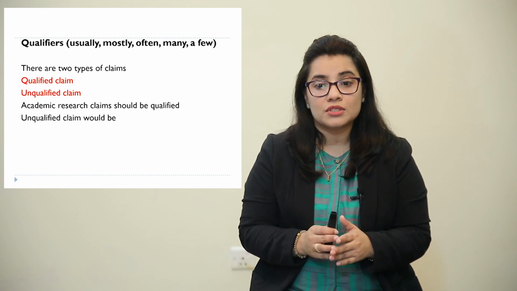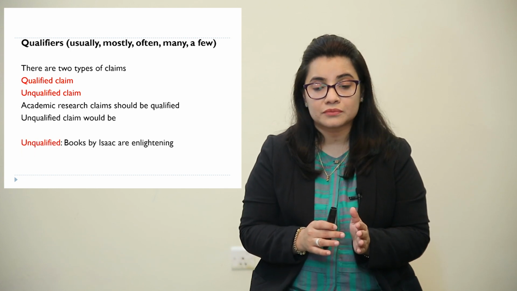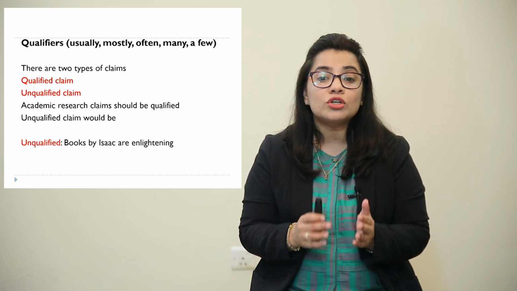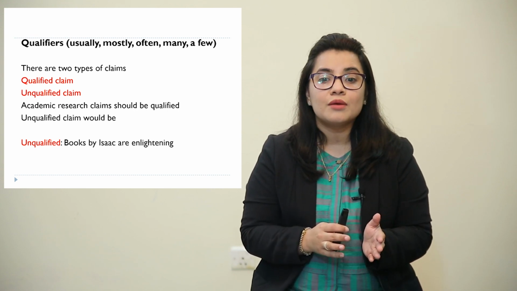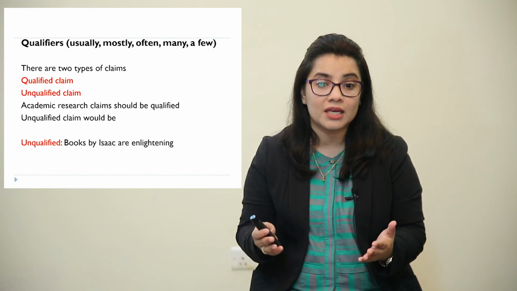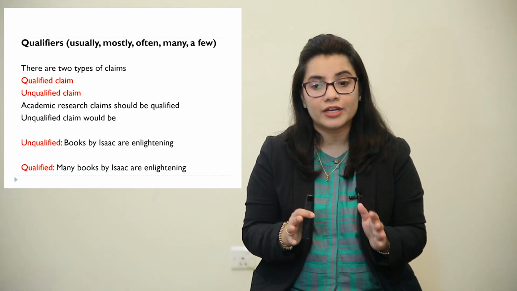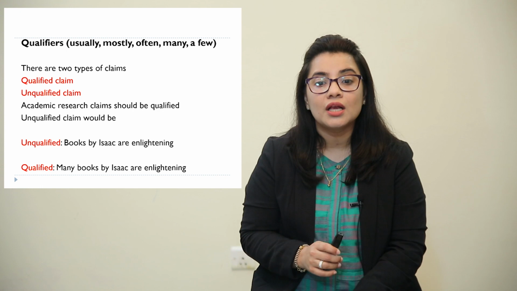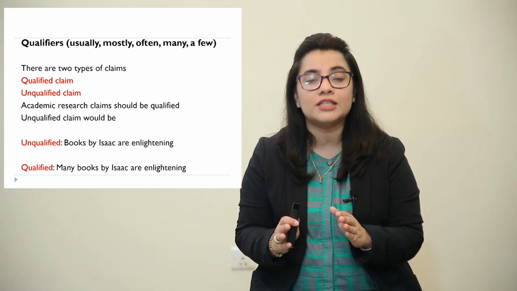Academic research claims should be qualified. Unqualified claims would be, for example, books by Isaac are enlightening. This is an unqualified claim because nobody can read all of the books by Isaac. So this is a very big and unacademic claim. What can be the qualified claim? For example, many books by Isaac are enlightening. This is a very good example of an academic claim. So always try to find the qualified claims from the studies you are reviewing.